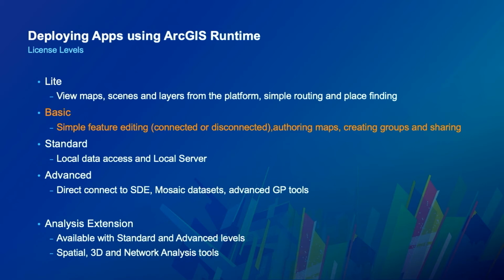And so to get a basic license, there's two ways to do that. One way is to purchase a deployment license, a runtime deployment license. They come in packs of a certain number. I think it's 20 or 25 basic licenses cost a certain amount of money.